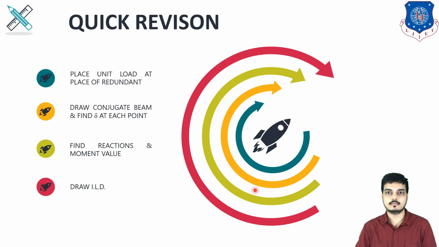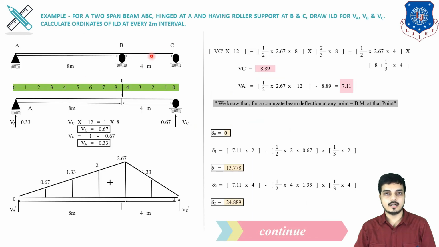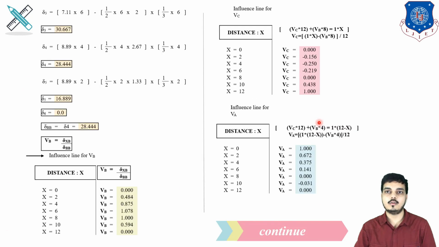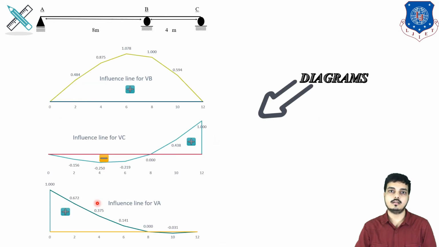Let's have a quick revision. First we found the redundant. At the place of the redundant I placed a unit load. Then we found VA and VC. With the help of VA and VC we drew a bending moment diagram. And then with the help of the diagram we found VA dash and VC dash, because there is a support, so there will be a reaction. So that's why we found them. And then we found the deltas. And then VB, VA and VC and then their respective diagrams.